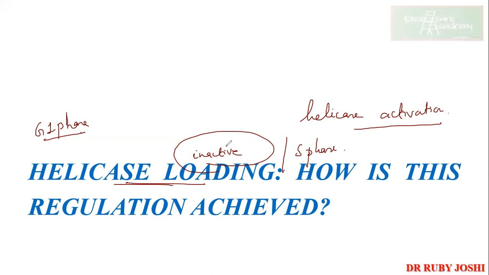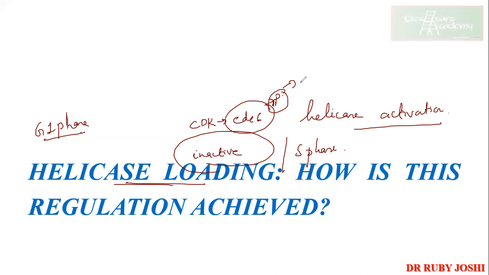CDK actually phosphorylates the CDC6, the helicase loader, and then it travels outside the nucleus and goes through the ubiquitin pathway. Very good, very good. So it goes to the proteasome for complete protein degradation.